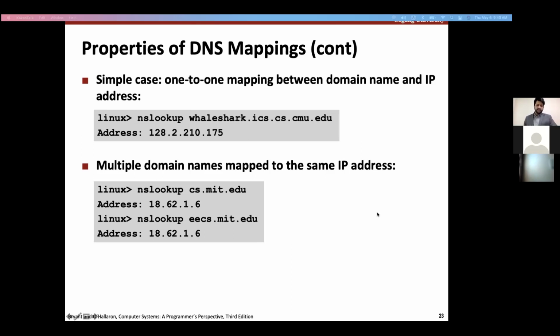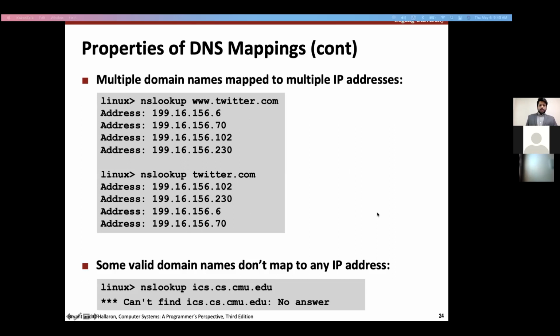So the second one is a bit of a complex case. Anyways, moving on to the more complex scenarios. We see that there are multiple domain names that are mapped to different IP addresses. For example, Twitter is backed by multiple sets of IPs. In other, more general cases, multiple domain names are mapped to the same set of multiple IP addresses. So you have a set of IP addresses linked to a domain name.